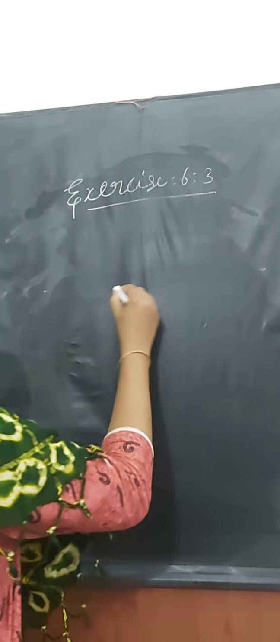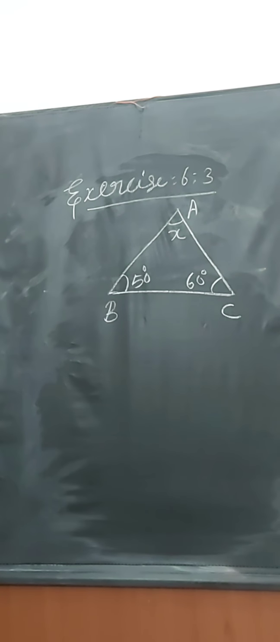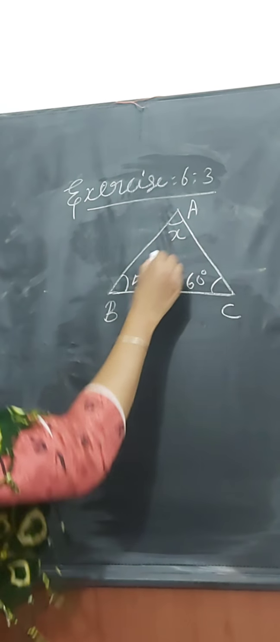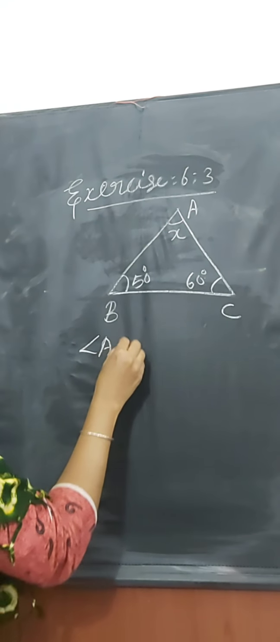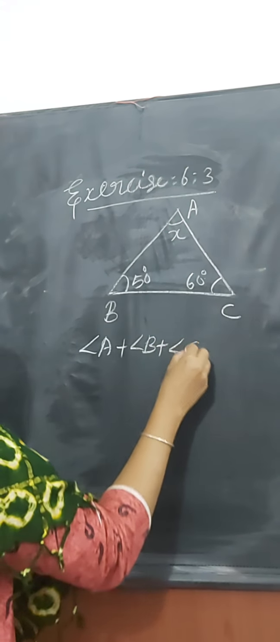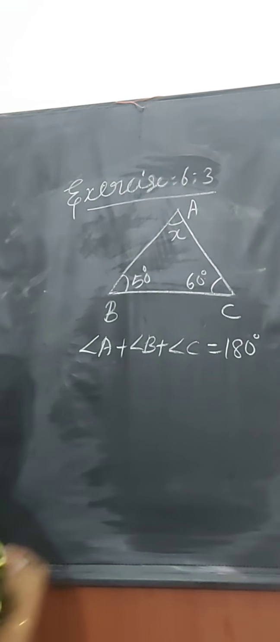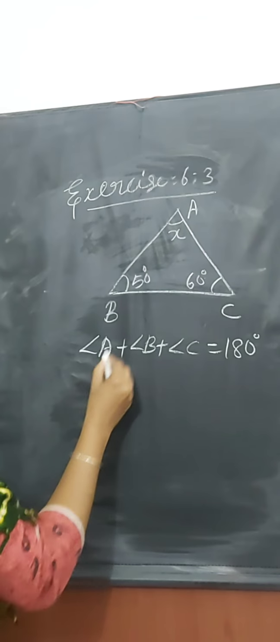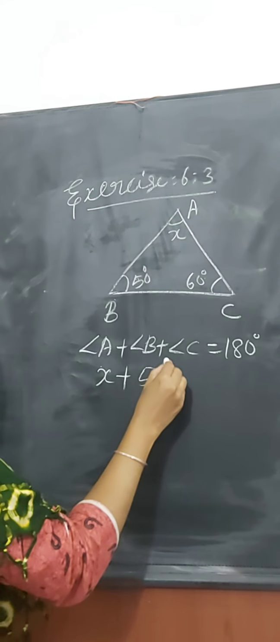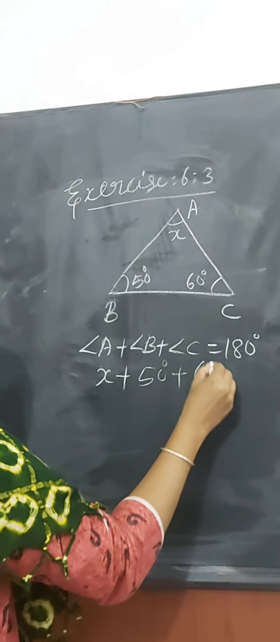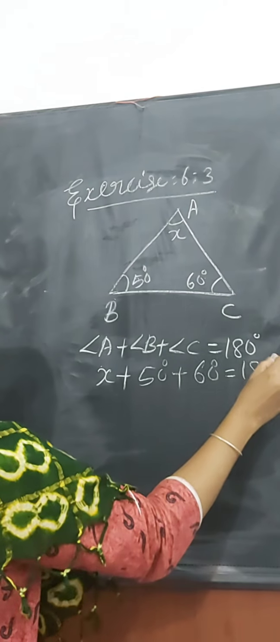First question, find the value of unknown x in the following diagrams. First diagram, how to find this x? Yes, we know that by the angle sum property, all interior angles sum to 180 degrees. That means angle A plus angle B plus angle C equals 180 degrees. Angle A equals x. X plus angle B equals 50 degrees plus angle C equals 60 degrees equals 180 degrees.